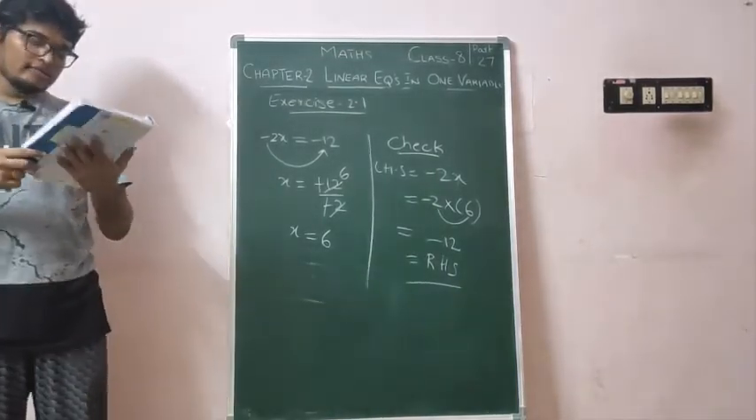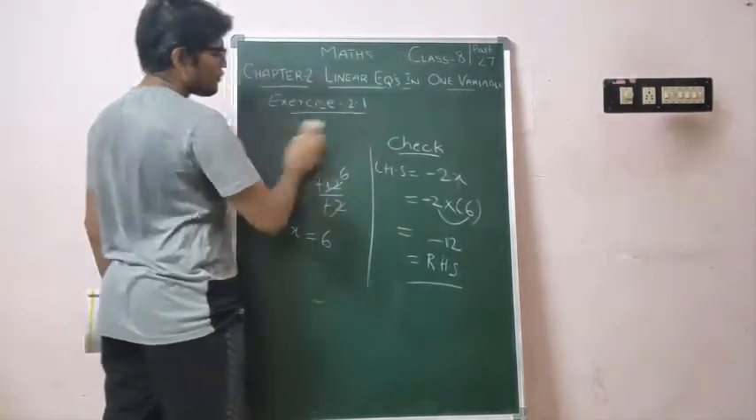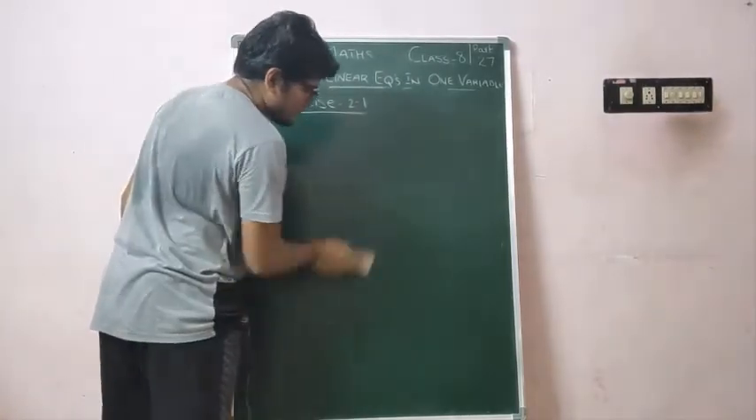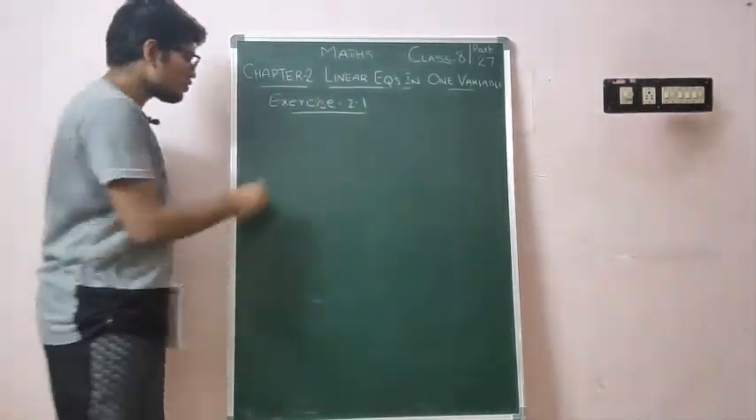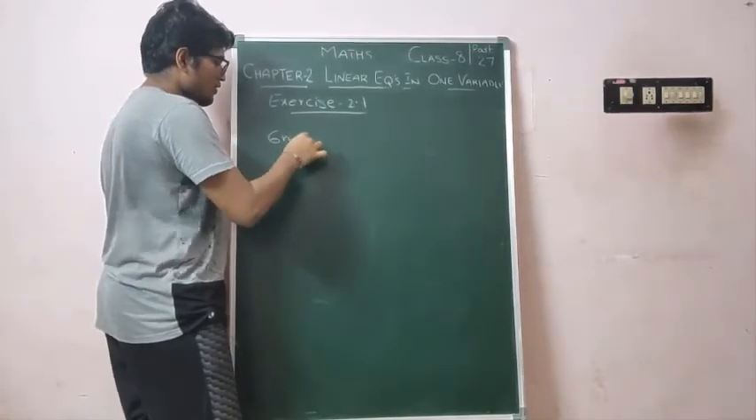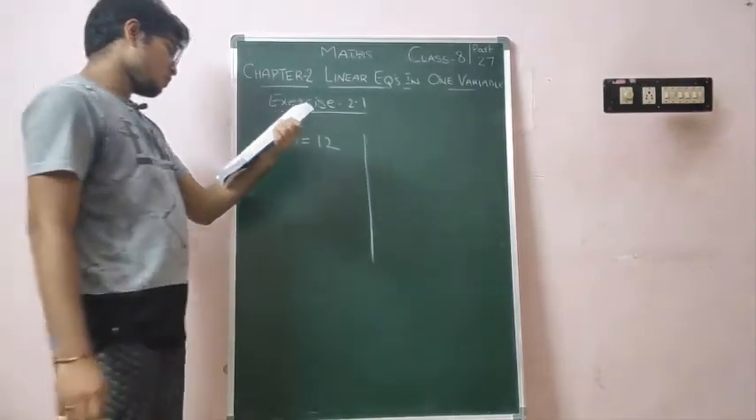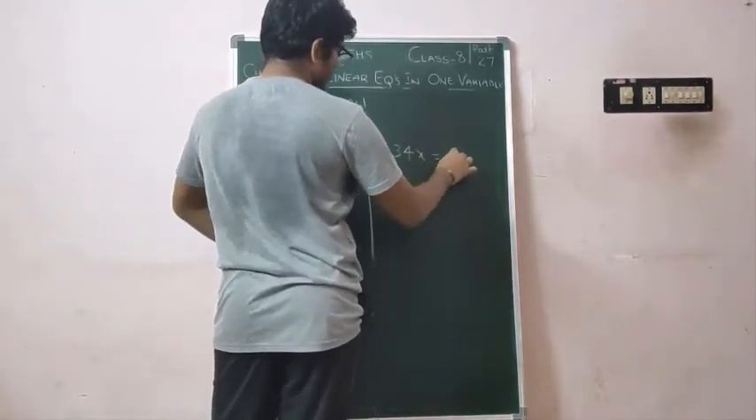Now, it's time for homework, students. I will give you two problems. One is 6m is equal to 1, and the other problem is 34x is equal to minus 51.